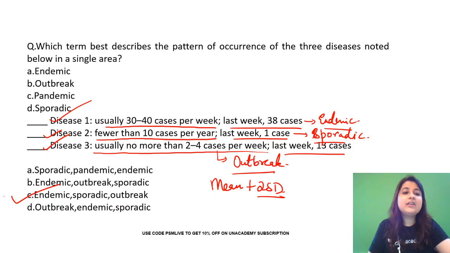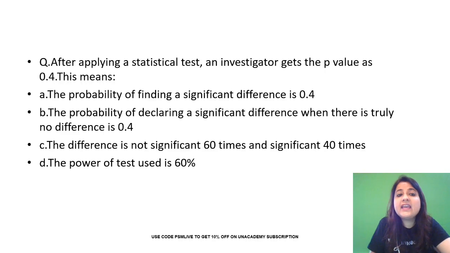Alright, let's have a look at one more question for the day. After applying a statistical test, an investigator gets p-value as 0.4. This means the probability of finding a significant difference is 0.4. The probability of declaring a significant difference when there is truly no difference is 0.4. The difference is not significant 60 times and significant 40 times. Power of test is 60%.